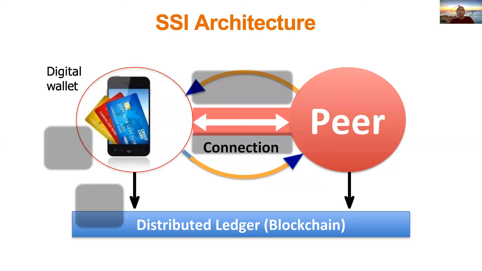Now, let's move to SSI architecture. As I showed before, the main trust layer is the distributed ledger. We have peers connect to each other. They store their data locally in digital wallets. It could be a mobile application, or some sort of cloud agent. So you can store all your credentials and all your identifiers in one place on your mobile phone, so you have full control over it.